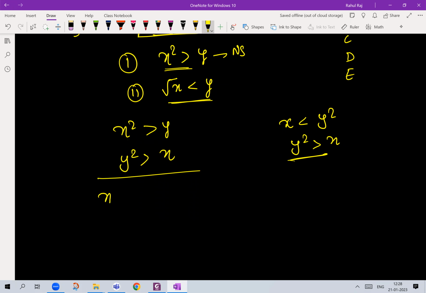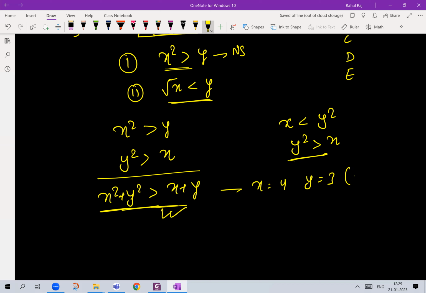I love adding, so I'll say x square plus y square is greater than x plus y after addition. Imagine if I take x is equal to 4, y is equal to 3. Am I getting x square plus y square greater than x plus y? Check. 4 square plus 3 square, 16 plus 9, is actually greater than 4 plus 3. So in this case, x is greater than y. Now imagine if I take x is equal to 3 and y is equal to 4. Am I still getting x square plus y square greater than x plus y? Please check. Yeah, 3 square plus 4 square, that is 9 plus 16, is greater than 3 plus 4. So here x is less than y.